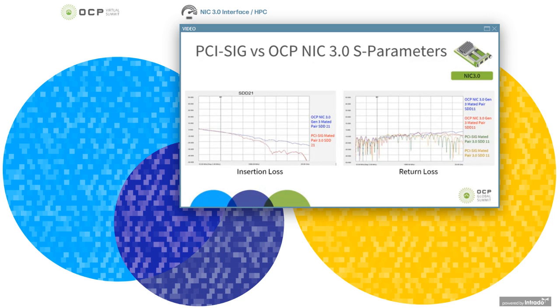For the return loss, the values between both mated pairs are very similar all throughout the frequency range of 0 to 20 GHz, ensuring that the OCP NIC mated pair meets the electrical standards that the PCI SIG 3.0 mated pair does as well.